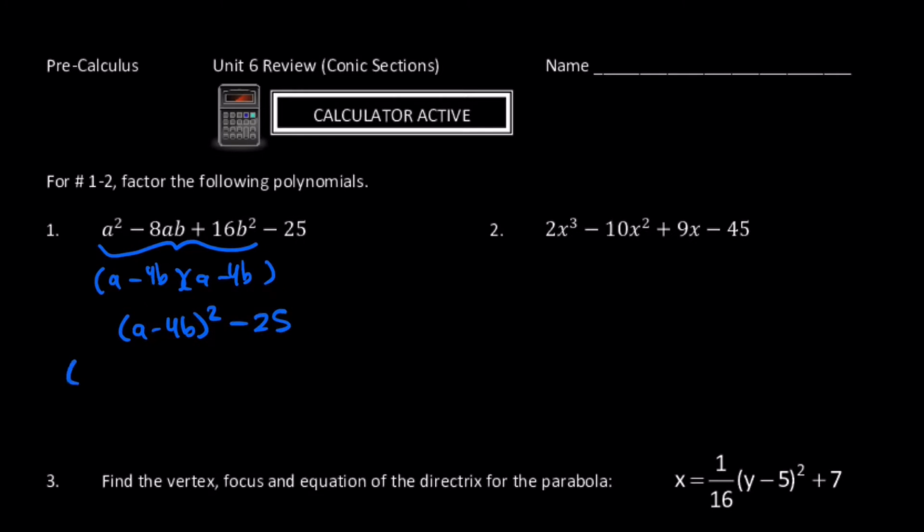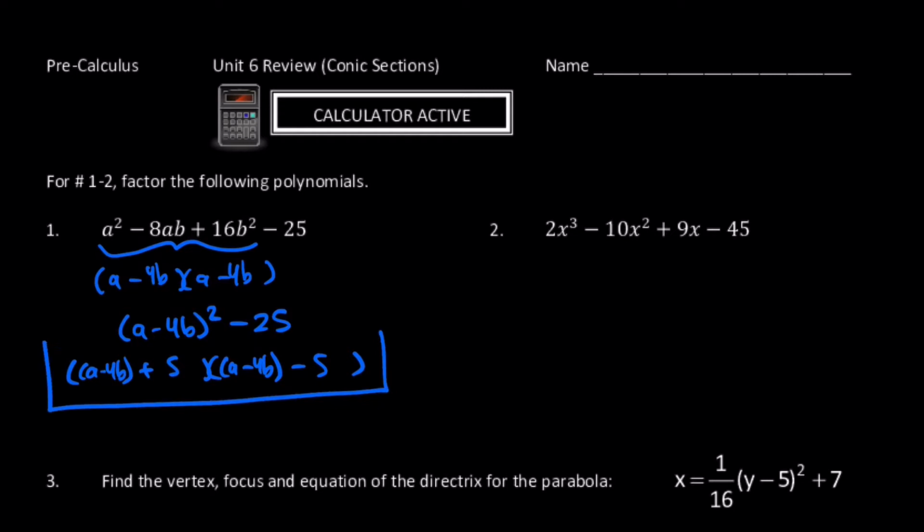So two sets of parentheses, one's plus, one's minus. The square root of the first term is simply A minus 4b. So I put that in both. And the square root of 25 is 5. So you can leave your answer like this, or if you want to get rid of those parentheses, it would simply be A minus 4b plus 5 times A minus 4b minus 5.